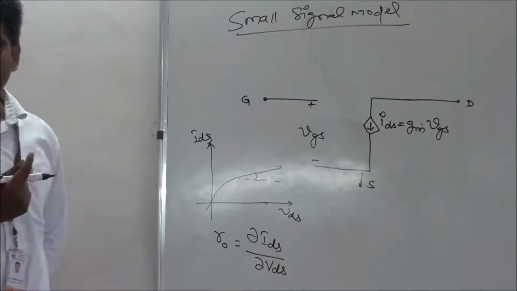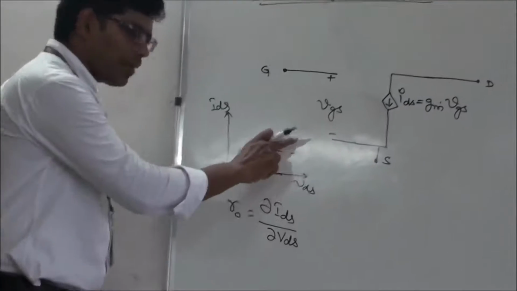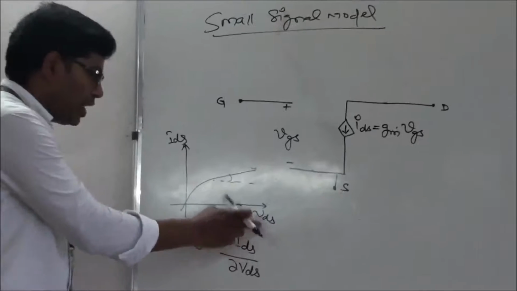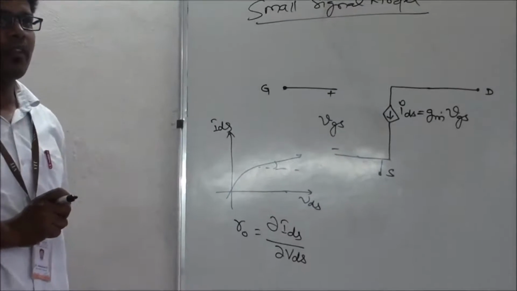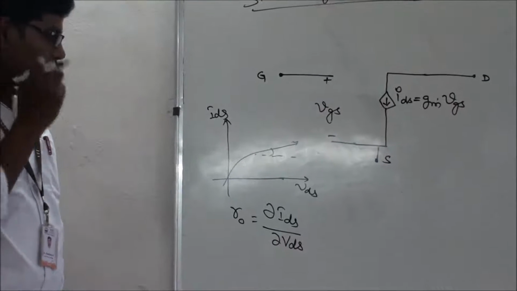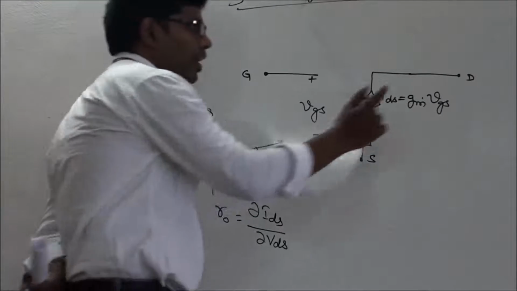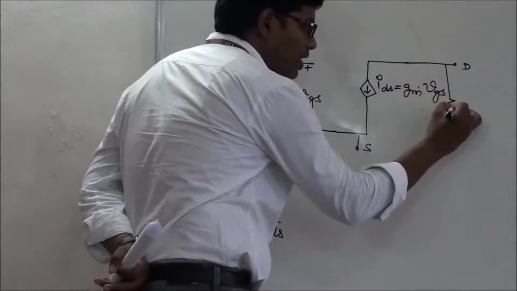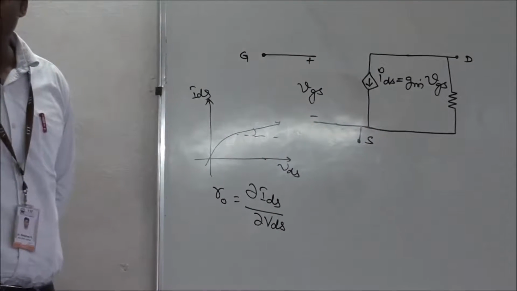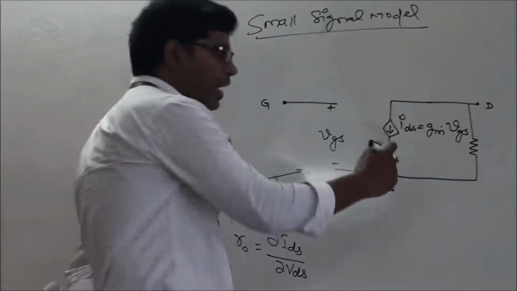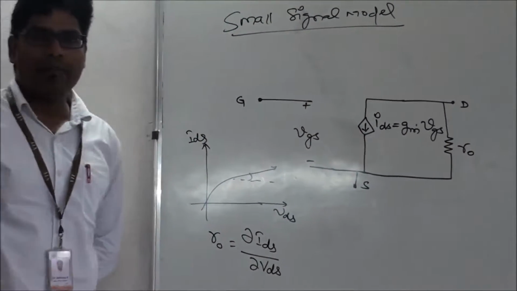Now if I take channel length modulation into consideration, which means that there is a variation of this IDS with respect to VDS, what I could do is include a value of resistance between drain and source. Correct? Can I do that? Whose value is r0, where r0 is the change in VDS by the change in ID.